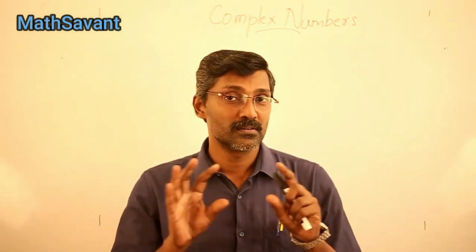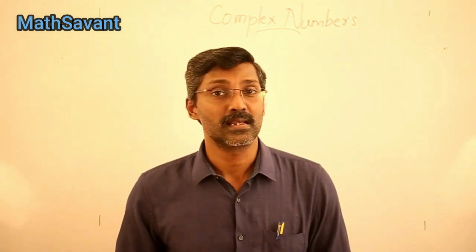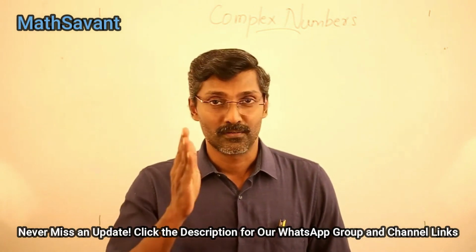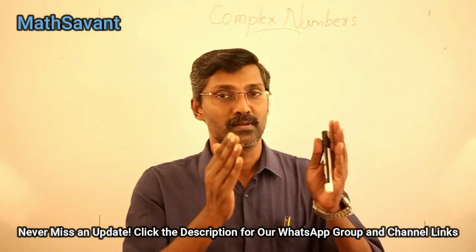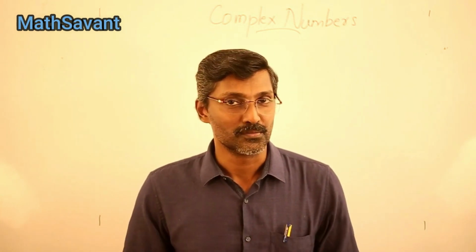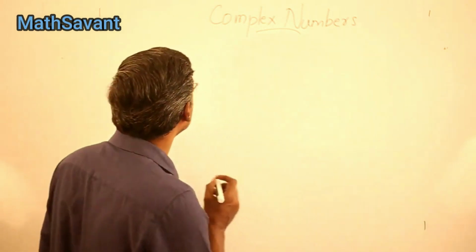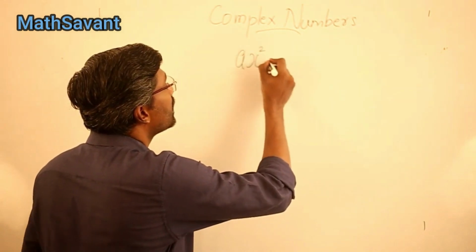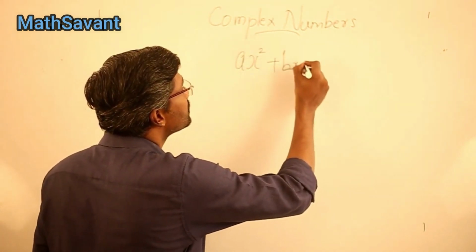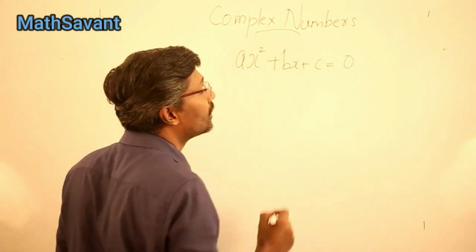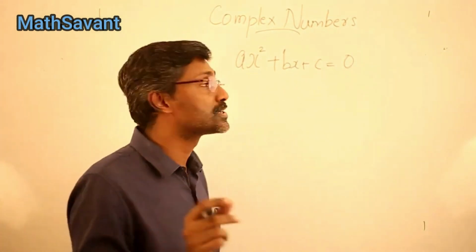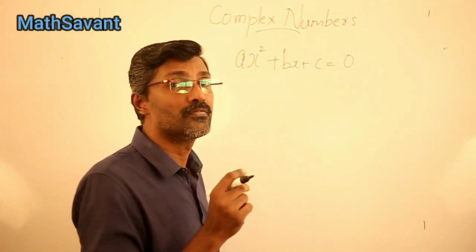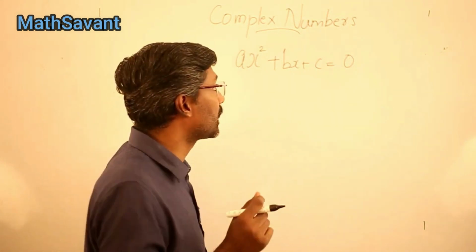What is the general form of a quadratic equation or a second degree equation? I will write it on the board, okay? And then we will gradually come to what is complex number, right? So, have you seen this ax square plus bx plus c is equal to 0? I hope all of you remember this equation. This is the general form of a quadratic equation, okay?